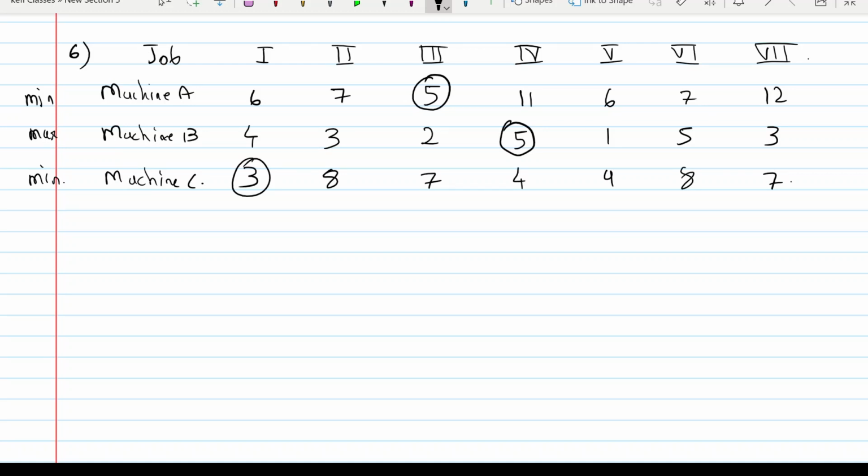Remember this order: min, max, min. And the condition should be that the minimum should be greater than or equal to the maximum, either one of them. So the minimum of A should be greater than or equal to the max of B, or the minimum of C should be greater than or equal to the max of B.